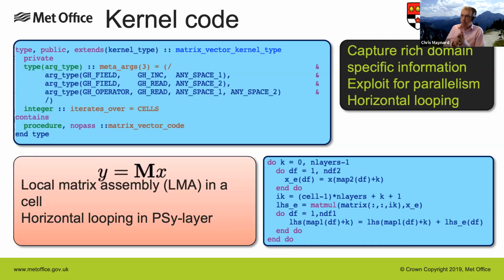So this kernel does something called local matrix assembly in the cell, and the horizontal looping necessary will go on in the side layer. On the right, at the bottom panel, is just the kernel code itself, and it's just doing a matrix vector routine.